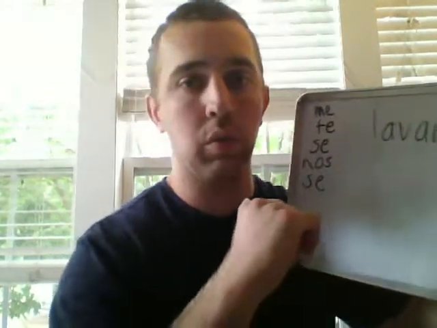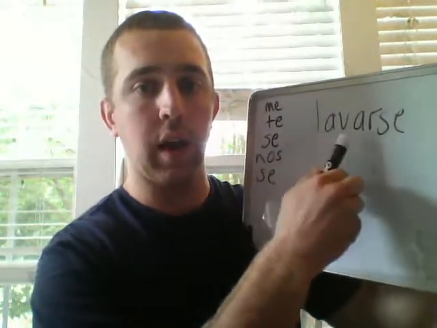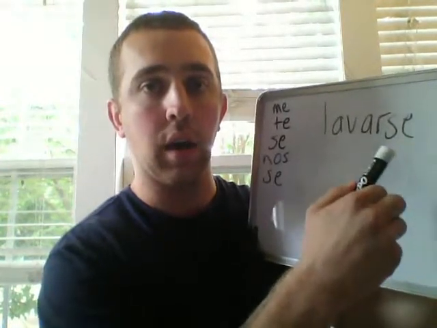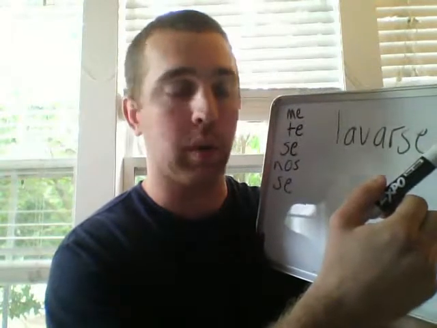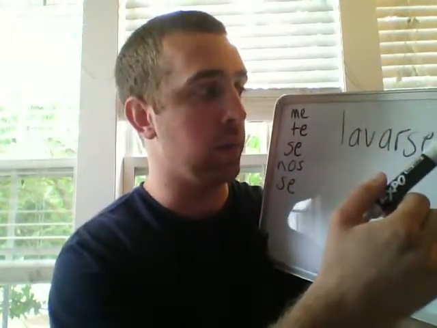Lavarse means to wash yourself. If you notice, we have an AR here, so it's an AR verb, but as I said before, we have the SE on the end, and that's new, that's different, but we're going to figure out how all that works in just a minute. So I want to say I wash myself, okay?